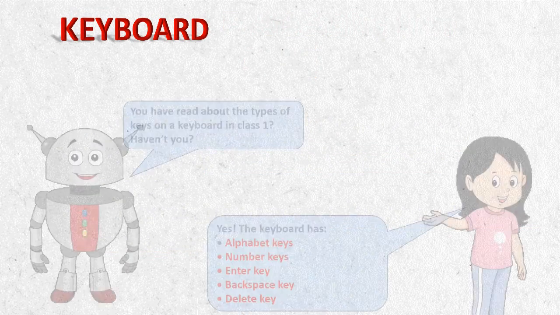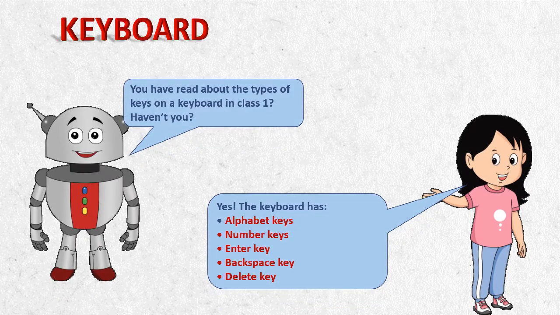Next we will see about keyboard. You have read about types of keys on a keyboard in grade 1, haven't you? Yes, the keyboard has 5 different types of keys. Do you remember? Alphabet keys, number keys, enter key, backspace key and delete key. So what is the use of this alphabet key? It's used for typing alphabets, right? Number keys are used to type numbers from 0 to 9.